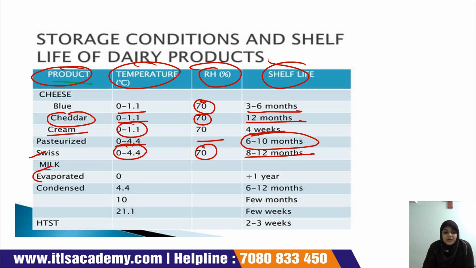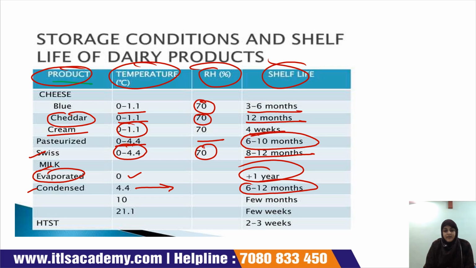Milk: the first one is evaporated milk, 0 degrees Celsius, shelf life is around plus 1 year. Condensed milk: 4.4, 10, and 21.1 degrees Celsius. When it is at 4.4 degrees Celsius, the shelf life will be 6 to 12 months. When it is at 10 degrees Celsius, okay, if the condensed milk is kept at 21.1 degrees Celsius, then the shelf life will be around a few weeks.